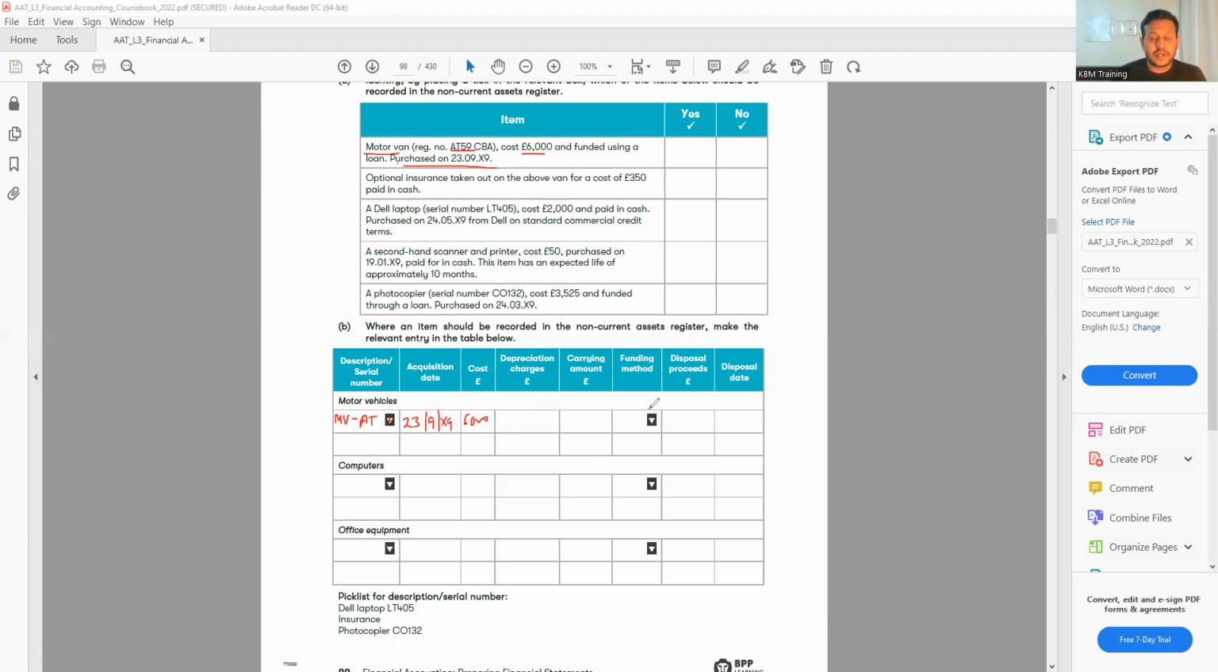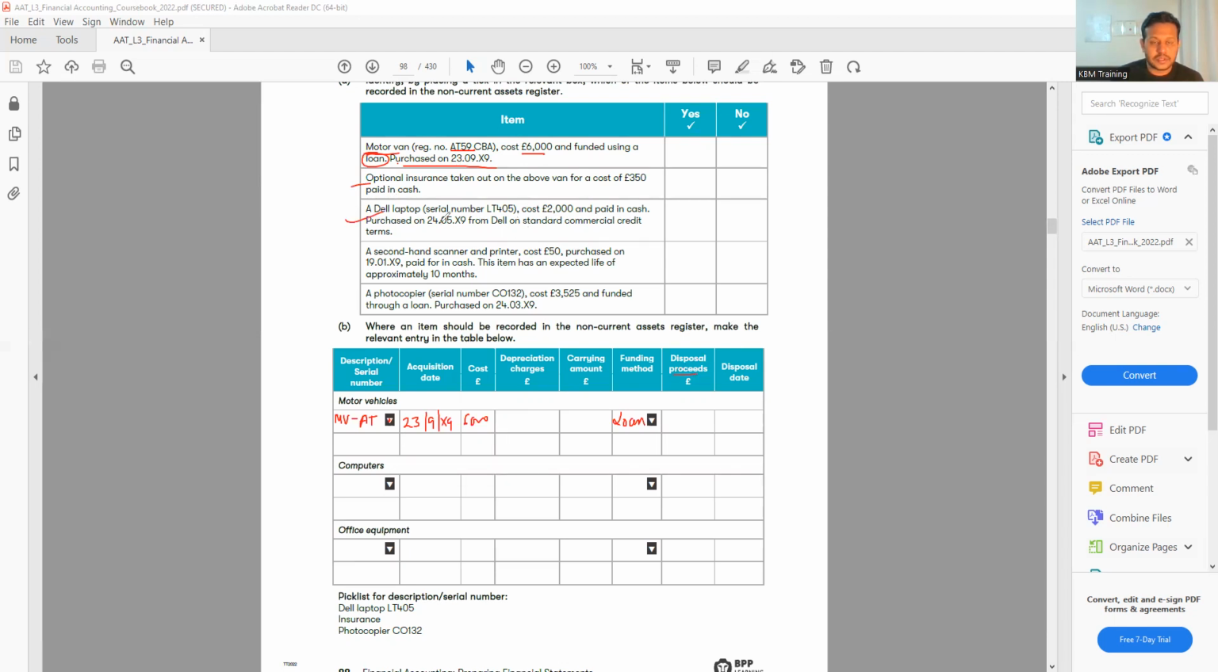The carrying value, funding method, the depreciation, it didn't say anything about the depreciation, so we'll ignore this too. Funding method, let's say we buy through the loan, so we need to write the loan. Disposal, they didn't say anything about whether we sold this asset or not, so we don't have to worry about that.